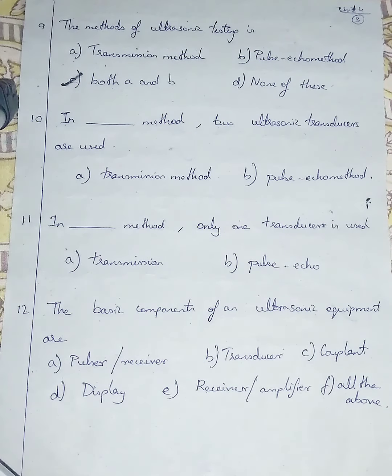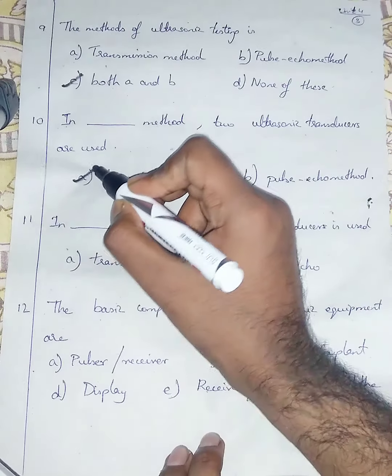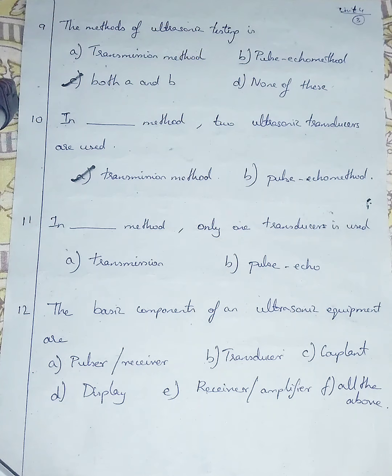Question number 10. In dash method, two ultrasonic transducers are used. Option A is transmission method. Option B is pulse echo method. In the transmission method, we will be using two transducers. So I am going with option A, transmission method. If two ultrasonic transducers are used, then we go with the transmission method.